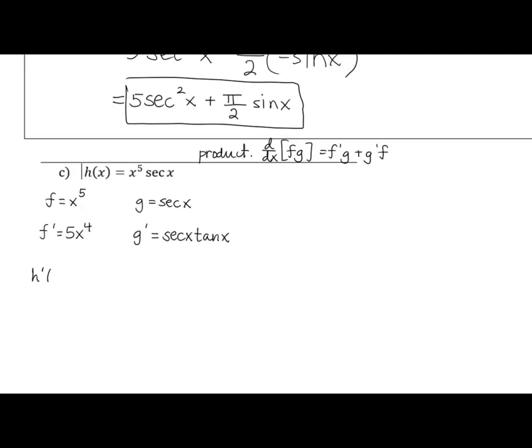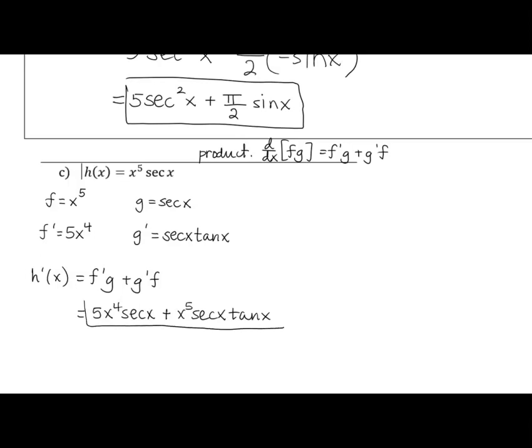Now we can find h prime of x using the product rule of f prime g plus g prime f. And I'll begin to fill this out. F prime is 5x to the fourth, which is multiplied by g, which is secant x. We will then add g prime, which is secant x tan x. That's going to get multiplied by the x to the fifth. And I'm going to put the x to the fifth in the front. So here we have our final answer for the derivative. I would accept this for full credit.